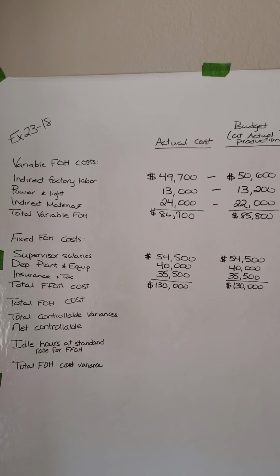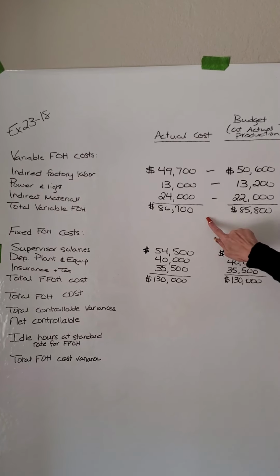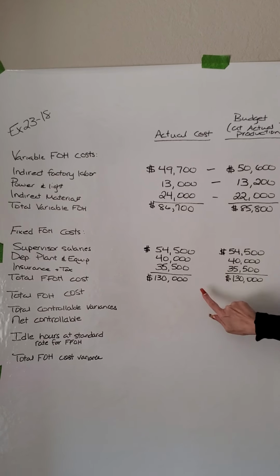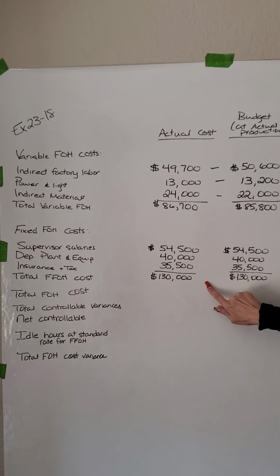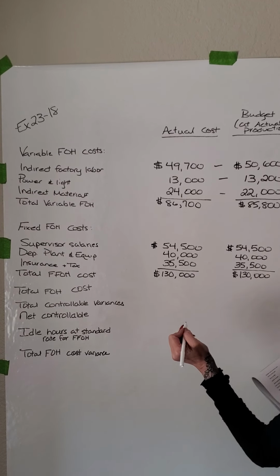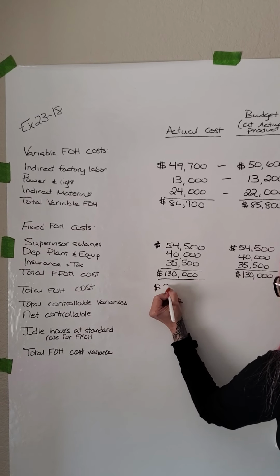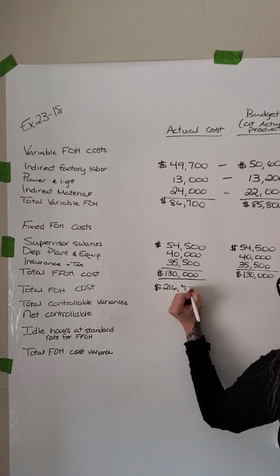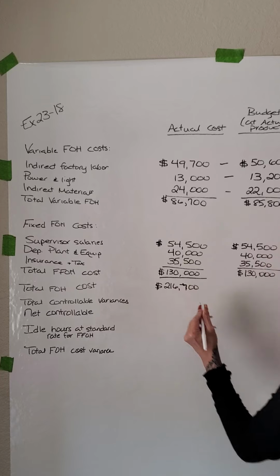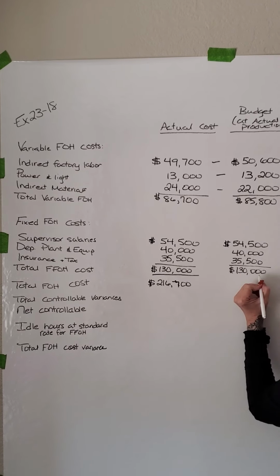So the next line that we're going to fill out is our total factory overhead costs. So we're going to take the total variable factory overhead, we're going to add total fixed factory overhead, and that's going to give us $216,700. That's actual, right? And then my budget, it would be $215,800.